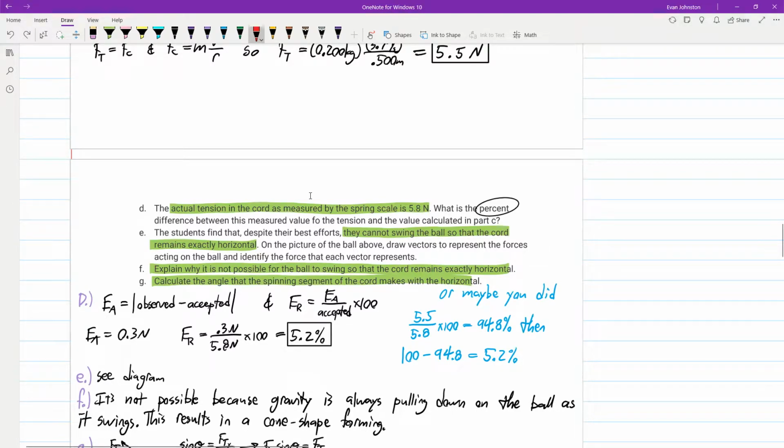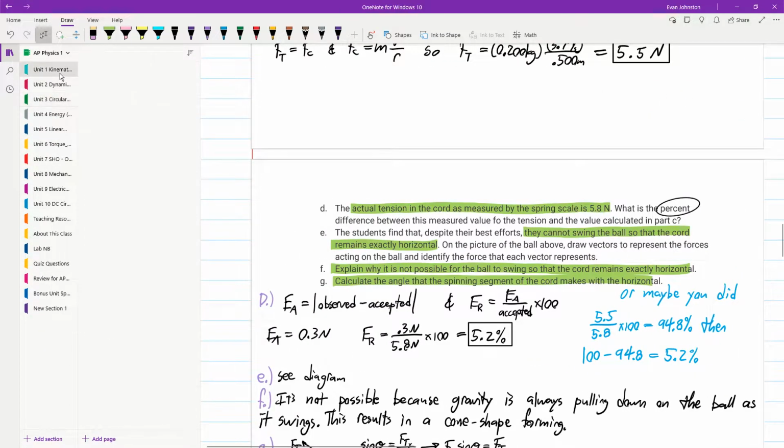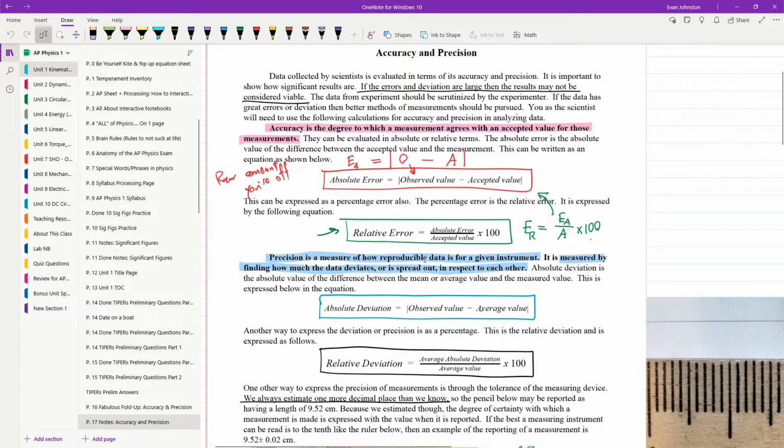Now, when it gets down to it, it starts getting a little more weird. This is more like a lab a little bit. The actual tension was measured to be 5.8. It's bigger than what I calculated. So what's the percent difference? This is a throwback to Unit 1, where we looked at equations for absolute error, which is the raw amount that we're off. The relative error is really making it into a percentage.